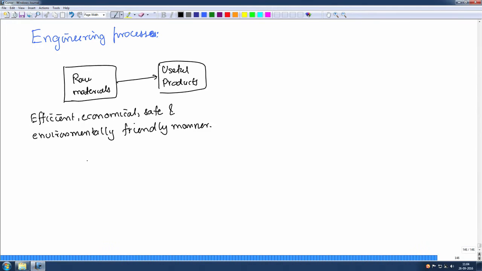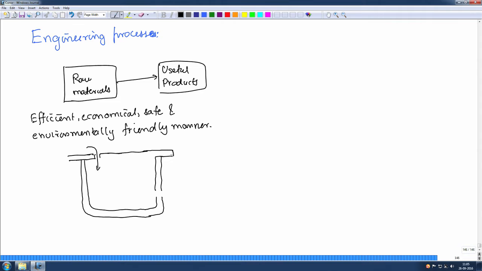These can be done in the laboratory, but when you try to produce it in an efficient, economical, safe and environmentally friendly manner, in order to take advantage of economies of scale and efficiency, these are done in large scale processes. An example of a process would be, for example, a reactor, where you have some inlet where some material comes in, and there is an outlet where the material comes out. This is the product, reactant.